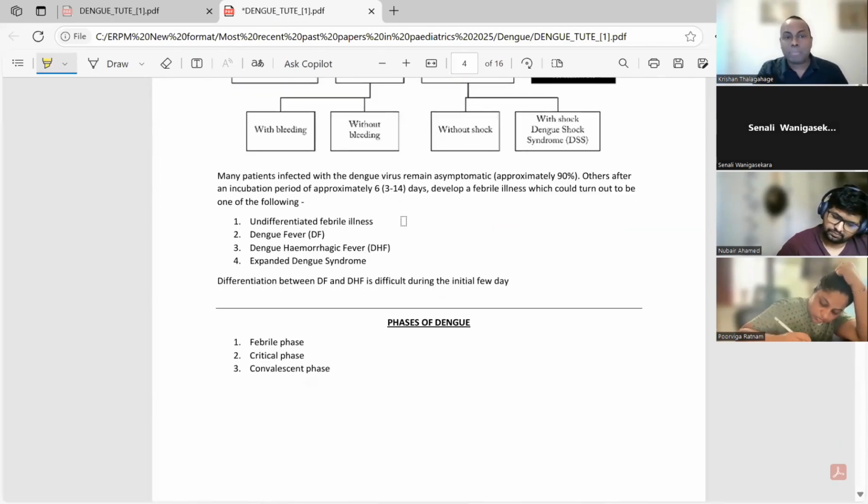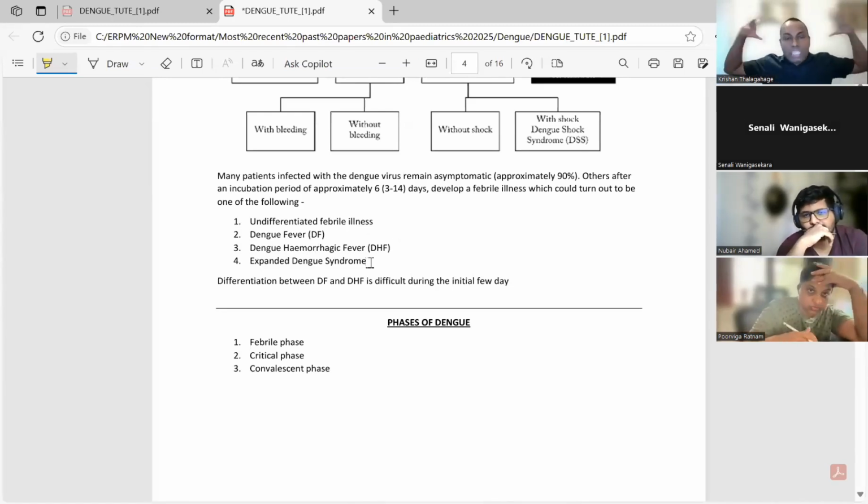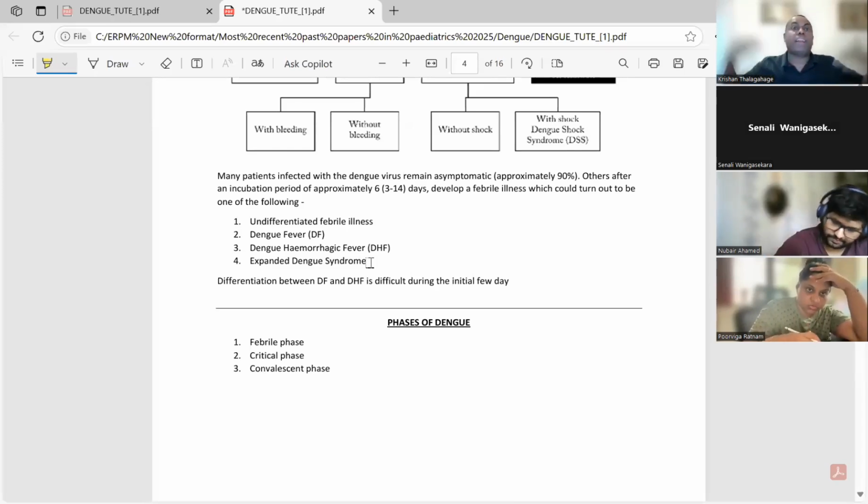Then what are the types of dengue? Undifferentiated febrile illness. This might not be dengue, and then it could be dengue. So dengue fever, dengue hemorrhagic fever, which we call leakage. Leakage might go into shock. And then you have something called expanded dengue syndrome. It is not dengue only, but dengue with myocarditis, dengue with encephalitis. So that is expanded dengue syndrome. That's a different thing.